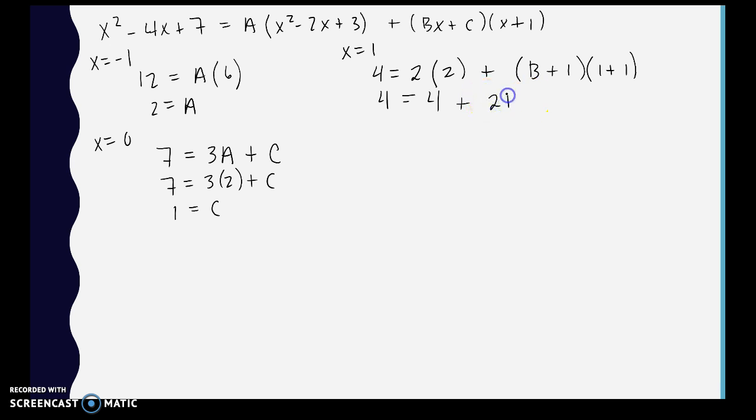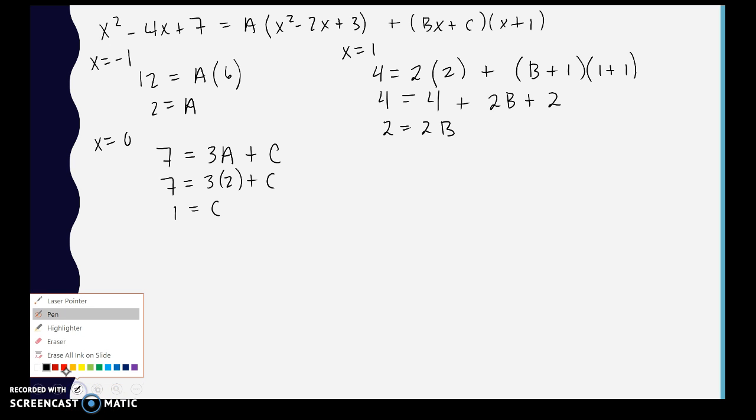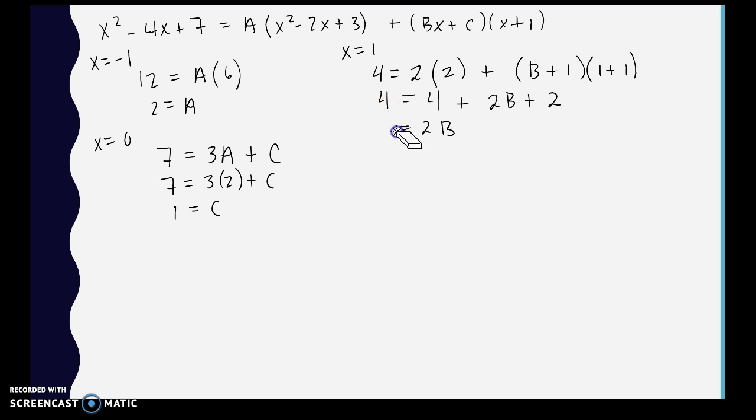Plus 2b plus 2. And then I get 2 equals 2b. Hold on. Looking in two different places. Sorry about that. So I get 4 equals 6 plus 2b. Negative 2 equals 2b. So I get a value of negative 1 for b.